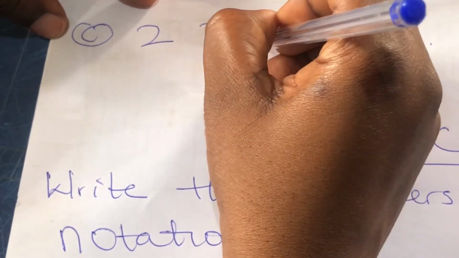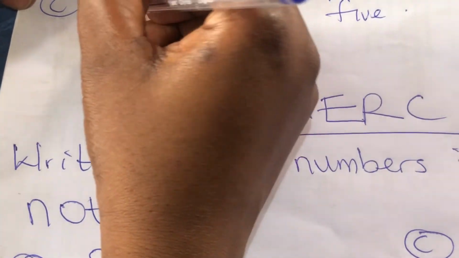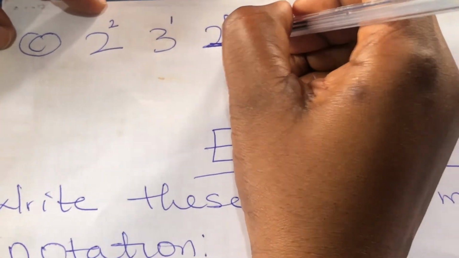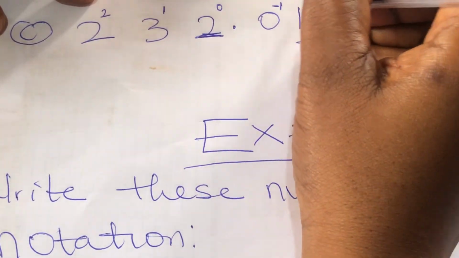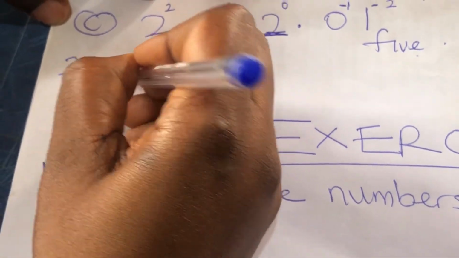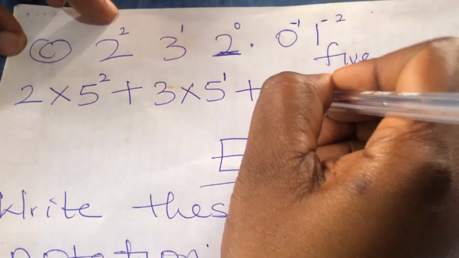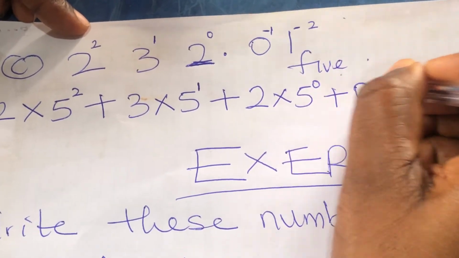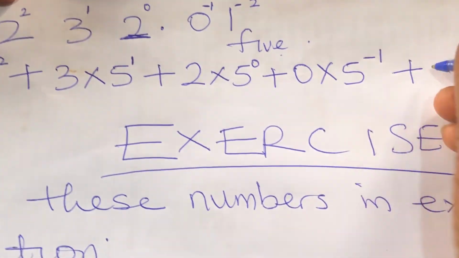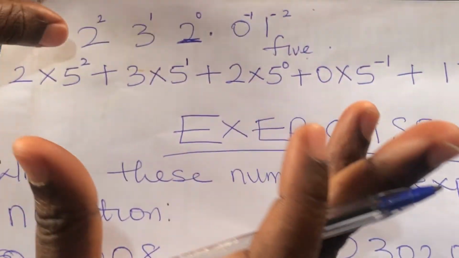Now, for C. Before the decimal point, this 2 is units, so 0. This 3 is tens, put 1. This 2 is hundreds, put 2. Immediately after the decimal point, it's supposed to have the power of -1. After that one, -2. So let's expand it. The base is 5. That means we are multiplying its digits by powers of 5. So this is 2 times 5 raised to the power of 2 plus 3 times 5 raised to the power of 1 plus 2 times 5 raised to the power of 0 plus 0 times 5 raised to the power of -1 plus 1 times 5 raised to the power of -2. So that is how to write it in expanded form.